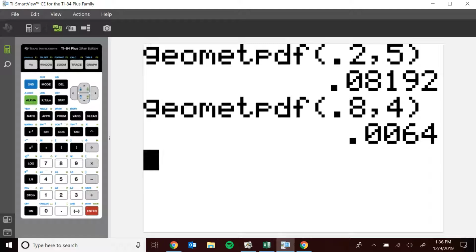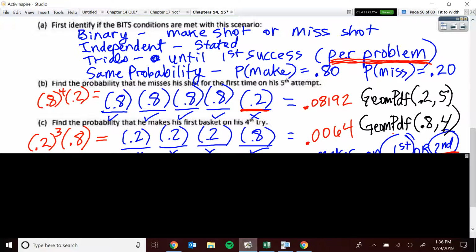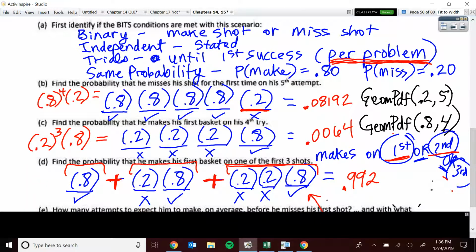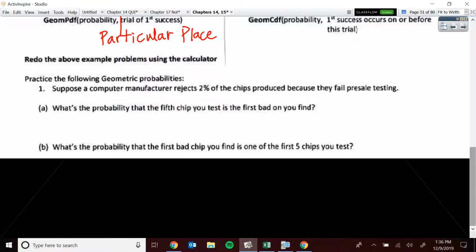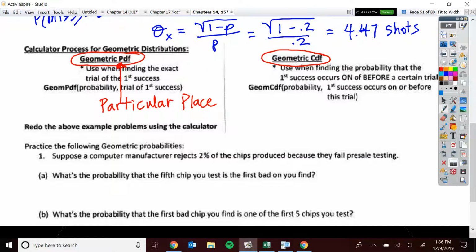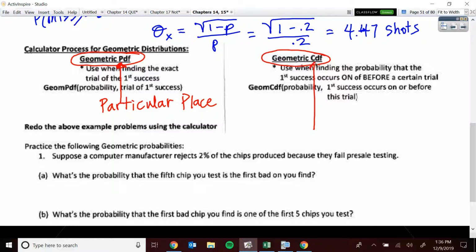Now, this next one is really handy because it covers that whole sequence of events. These 3 items weren't too bad, but what if you had 15 items in a sequence? That's just ridiculous. So guess what it is called? It is called geometric CDF. What do you think the C stands for? Cumulative. So it will add up the successes on or before that trial. I want to accumulate the first success anywhere on or before the 3rd trial.